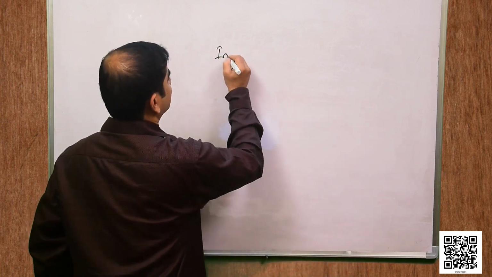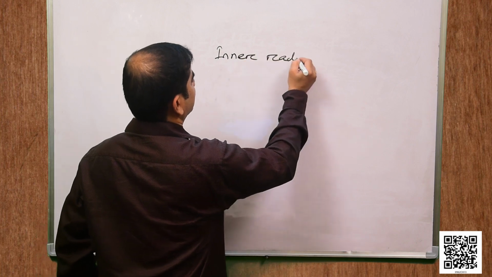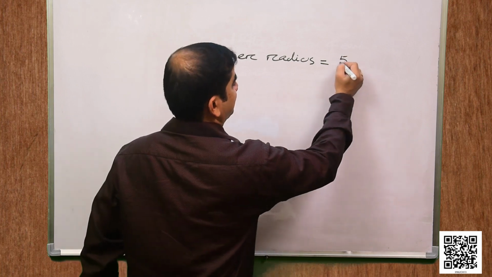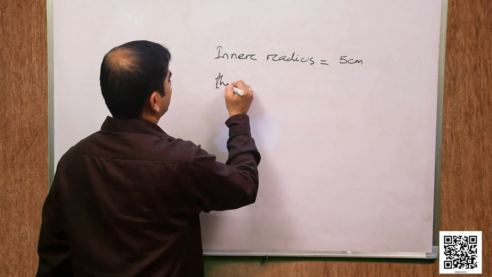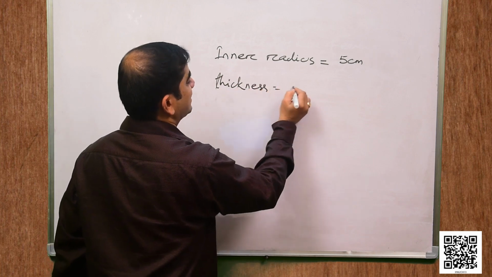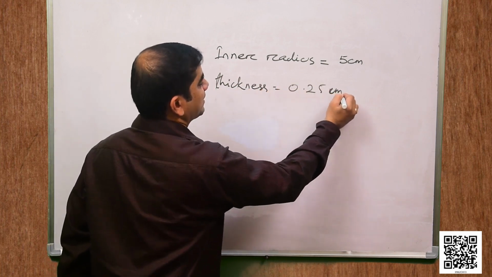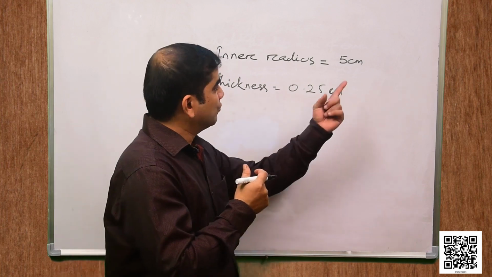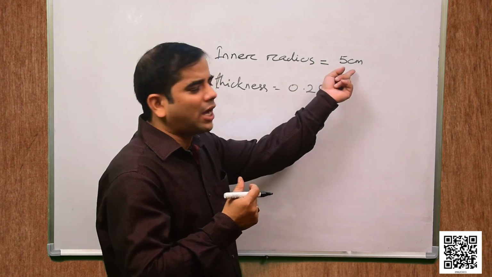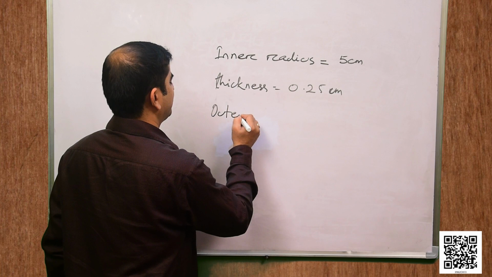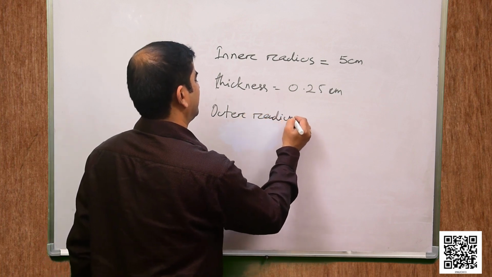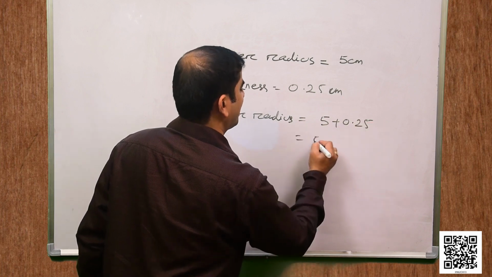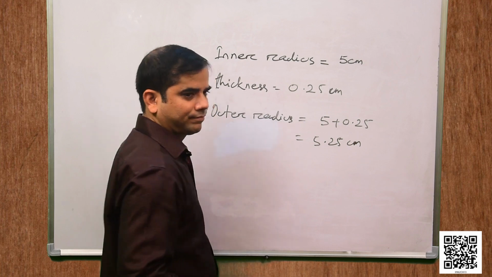So, inner radius is equal to 5 centimeter and thickness is 0.25 centimeter. Fine. So, what is the outer radius then? We need to add this thickness to the radius. So, the outer radius is equal to 5 plus 0.25, that is 5.25 centimeter.